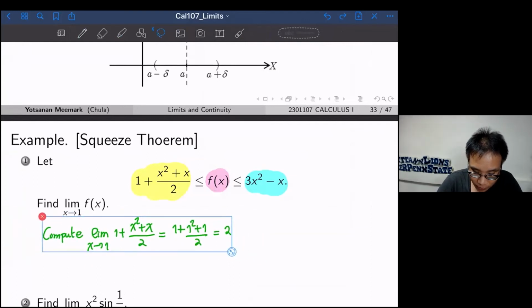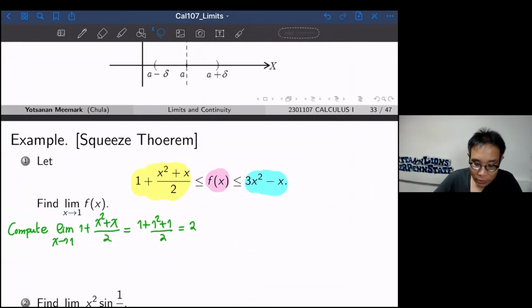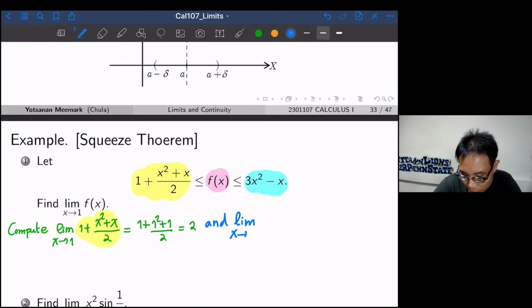Okay, and move it here. Okay, so you compute the limit of the yellow function. And the next one will be you compute the limit of the blue function. So you have limit x go to 1 of 3x squared minus x. So this will be 3 times 1 squared minus 1. So it would give you 2 as well.